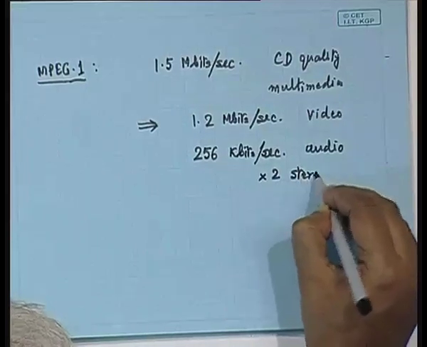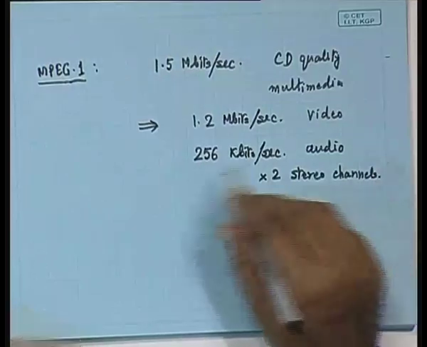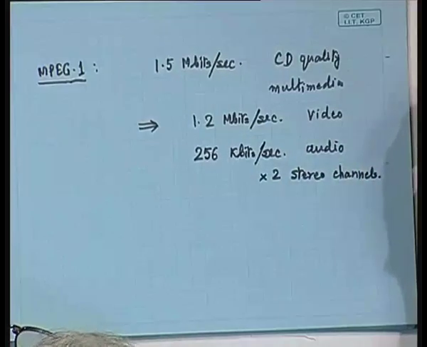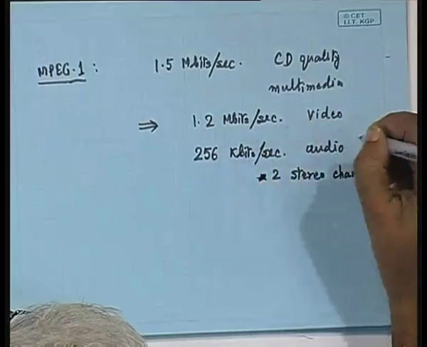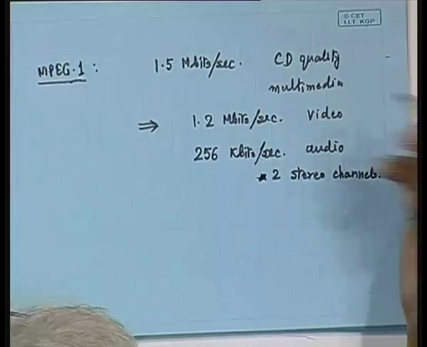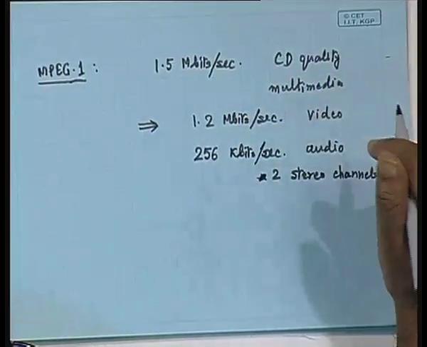So when 2 stereo channels are accommodated, every stereo channel gets a bit rate of around 128 kilobits per second. Okay. So this 256 includes 2 stereo channels, so 128 each. So totally 1.456, and with all the other ancillary information like the synchronization and the header information, everything put together, you reach a bit rate of 1.5 megabits per second, which is the standard for MPEG 1.